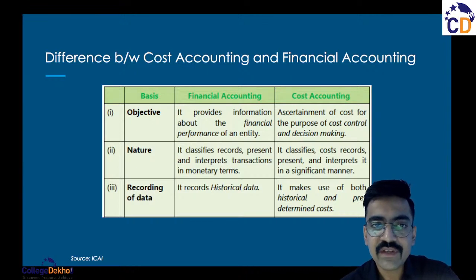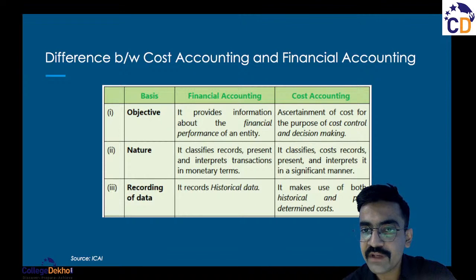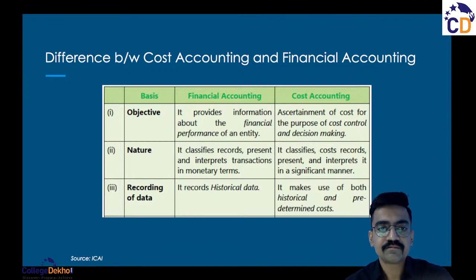Now, let us look at the basic differences between cost accounting and financial accounting. First of all, the objective. Financial accounting provides information about the financial performance of an entity. So, whenever we hear the term financial performance, it has to be understood that we are talking about the performance of an entity over a period of time. And where in the financial statements is the performance of an entity represented? It is represented in the statement of profit and loss or the profit and loss account, right?